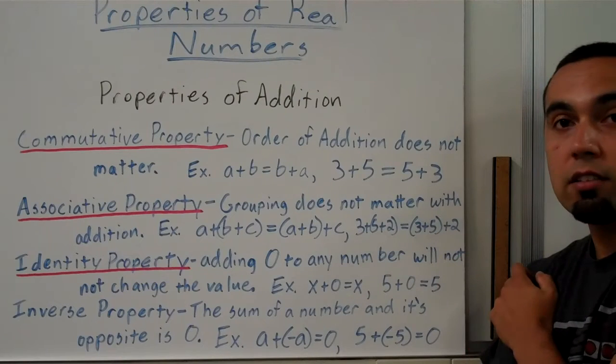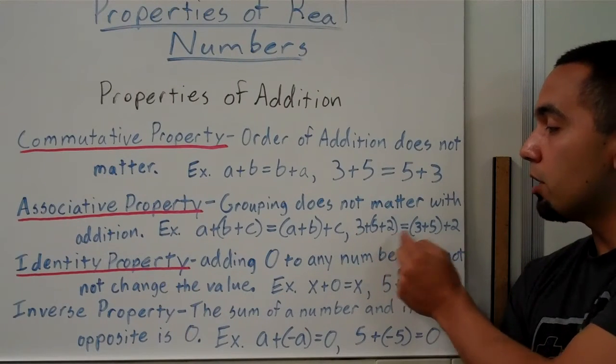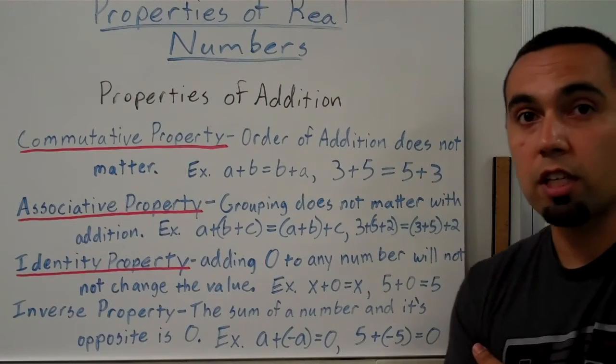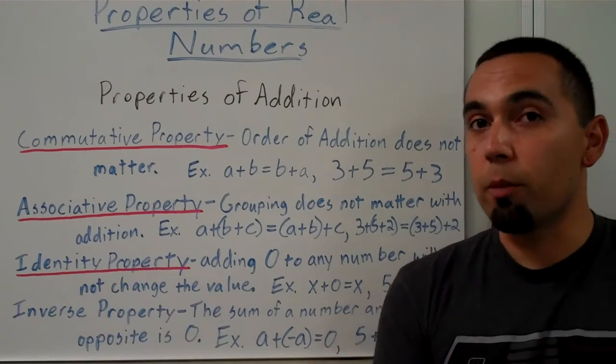Either case, we get 10, right? 3 plus 5 is 8, plus 2 is 10. 3 plus 5 is 8, plus 2 is 10, okay? Does not matter. Identity property.